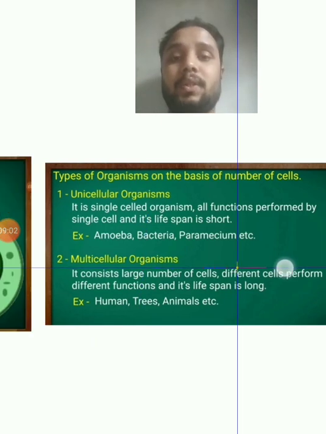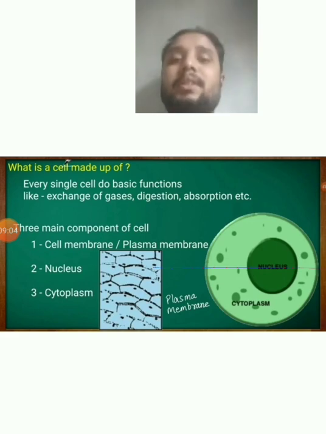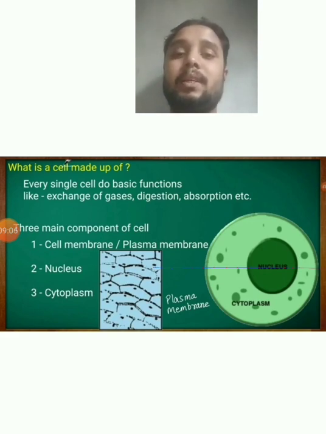Okay, now see. So what is a cell made up of? So cell कौन सी चीज़ से तैयार हुआ है, ठीक है? So a cell is made up of what? Every single cell does basic functions like exchange of gases, digestion, absorption. These things I have said.